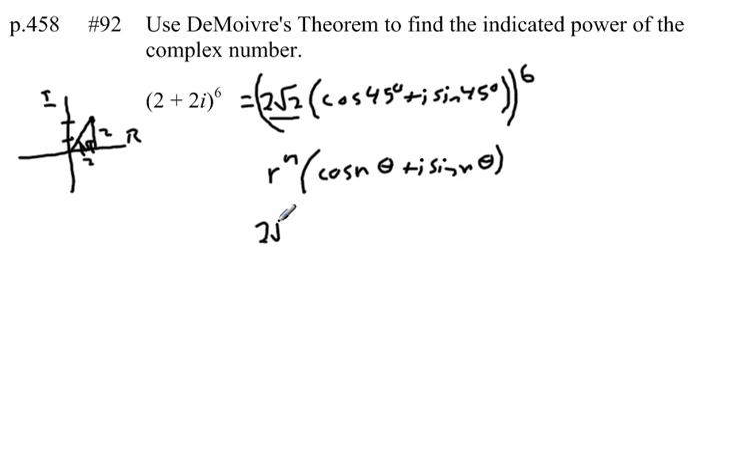So first of all, 2 times the square root of 2, the r value, to the 6th power, times the cosine of, and this is going to be 6 times 45 degrees. Well, 6 times 45, let's think about that. That's going to be equal to 270 degrees, plus i times the sine of 6 times 45, or 270 degrees.